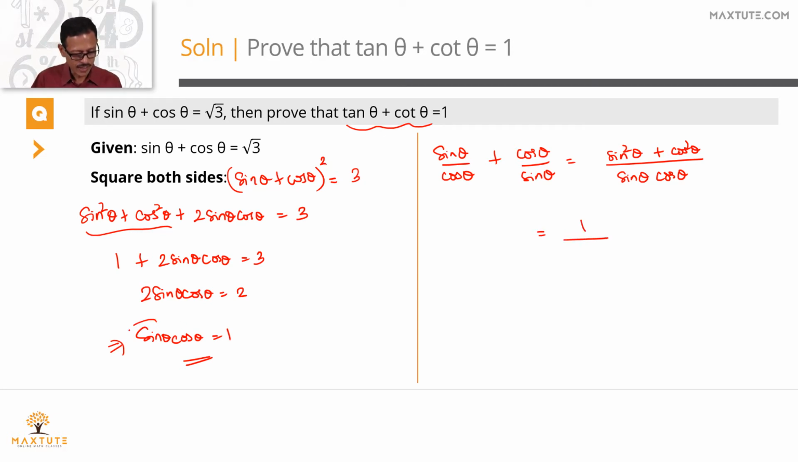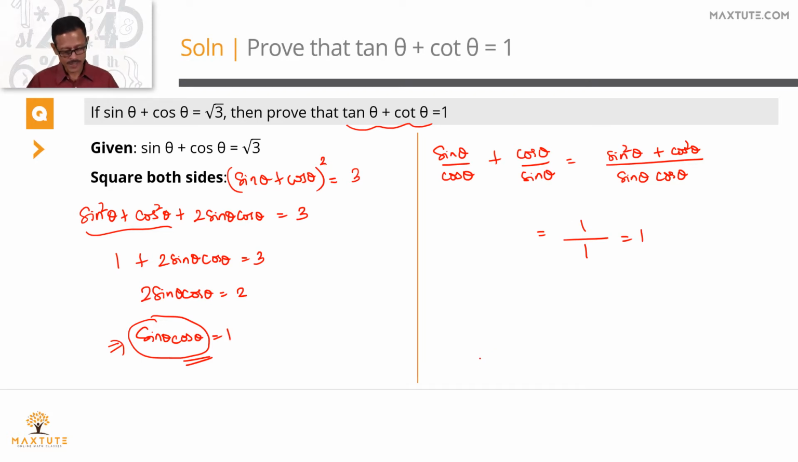Look at what we have got as the value of sin theta cos theta. That is equal to another 1. So this is 1 by 1, which is equal to 1. What is this? This is nothing but tan theta plus cot theta. We got its value to be 1 if sin theta cos theta is equal to 1. When will sin theta cos theta be equal to 1? If sin theta plus cos theta is equal to root 3. So we have proved this.